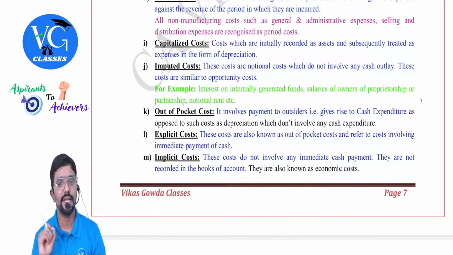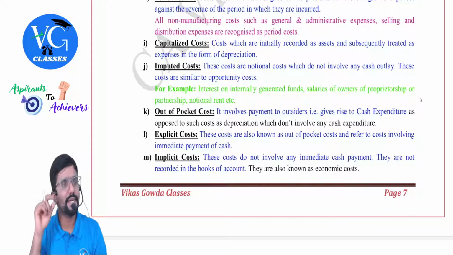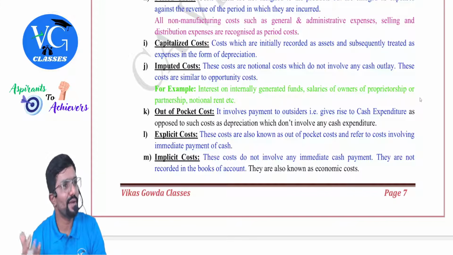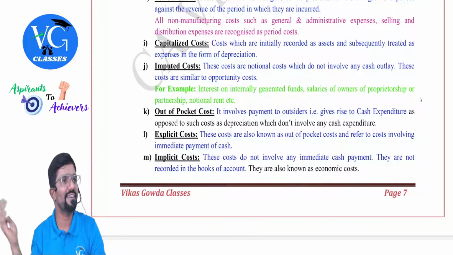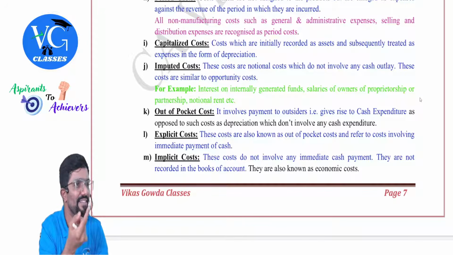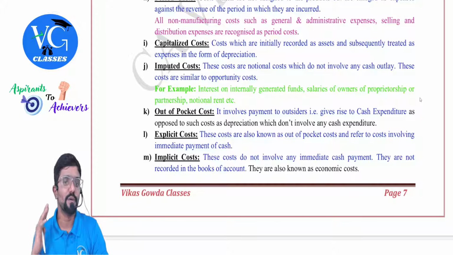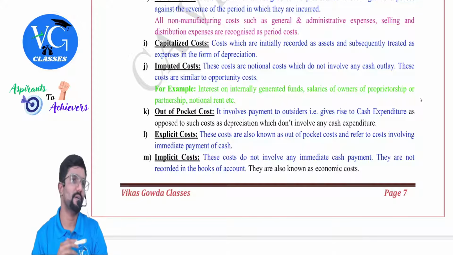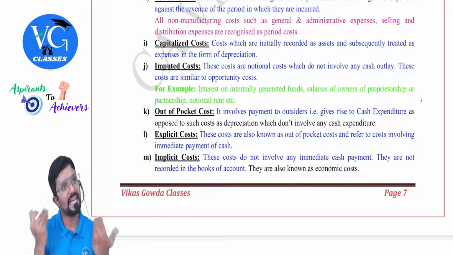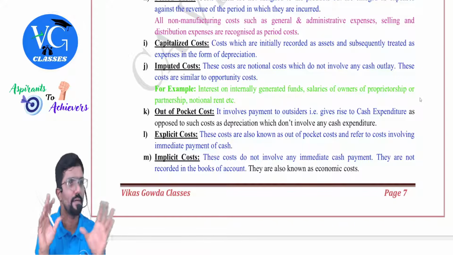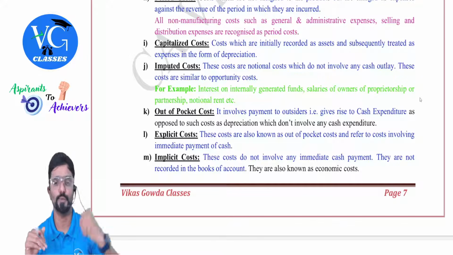For example, interest on internally generated funds means I have invested my own funds. If I have kept it somewhere, at least I would have got FD interest. Yes, I am losing that. Salaries of owners of proprietorship or partnership at a notional rate. All these are examples. We consider it to make various decisions, but is there any cash outflow? No.